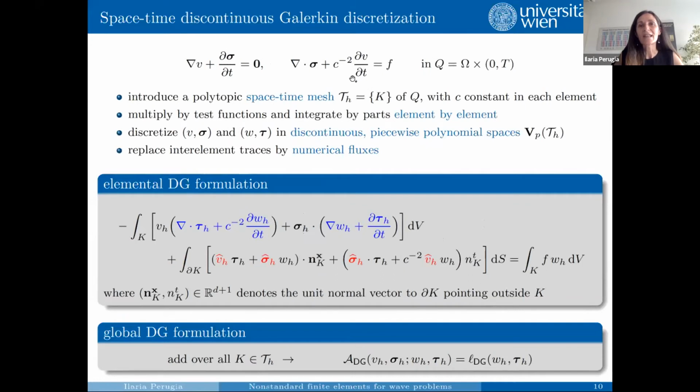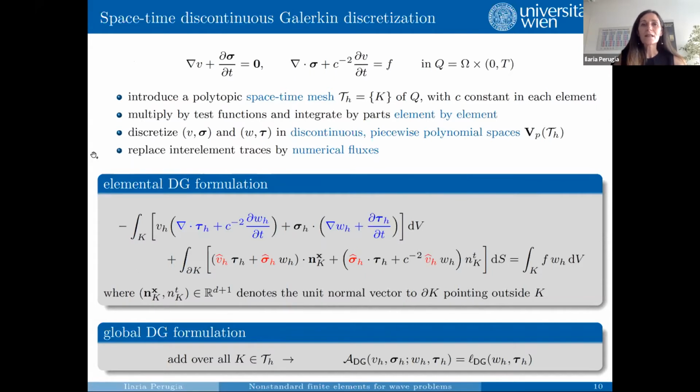So here I have again my two equations. First of all, I will introduce a mesh of the space and time. And then I multiply by test functions and I integrate by parts, element by element. And then I will have also inter-element boundary terms arising from this integration by parts. And then I discretize the functions in discontinuous piecewise polynomial spaces.